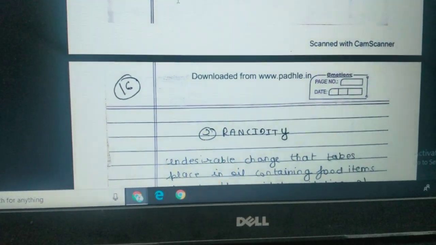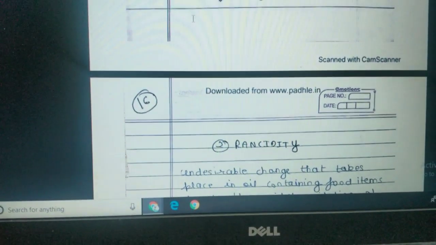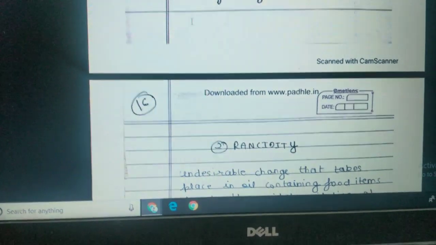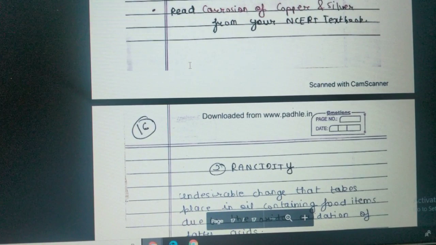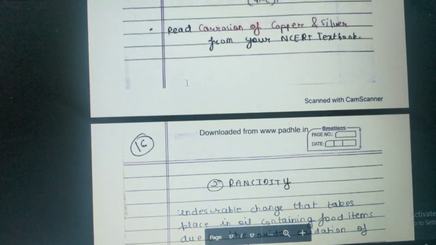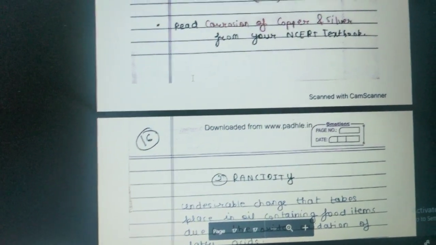Then read corrosion of copper and silver from your NCERT book. You can get all the information of these two, copper and silver, in your NCERT book itself.